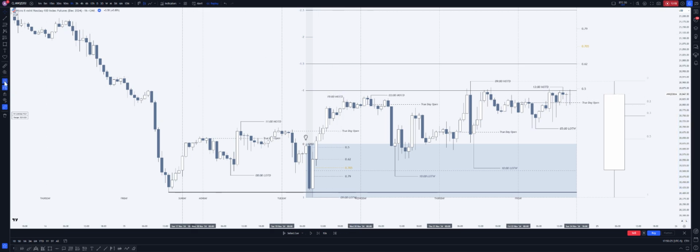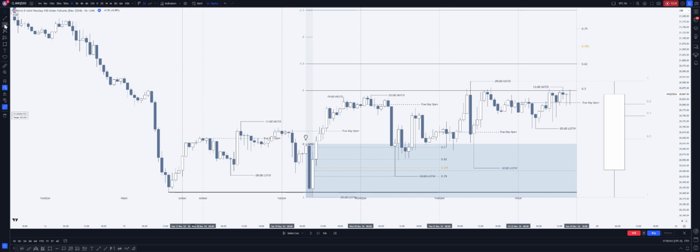Just going to take off the magnet here so I can drag it across. Keeping this at Tuesday's high, I'm going to drag that into Wednesday and set it there. So now we have an additional confluence level of our optimal trade entry zone, as well as the 50% level of this order block.